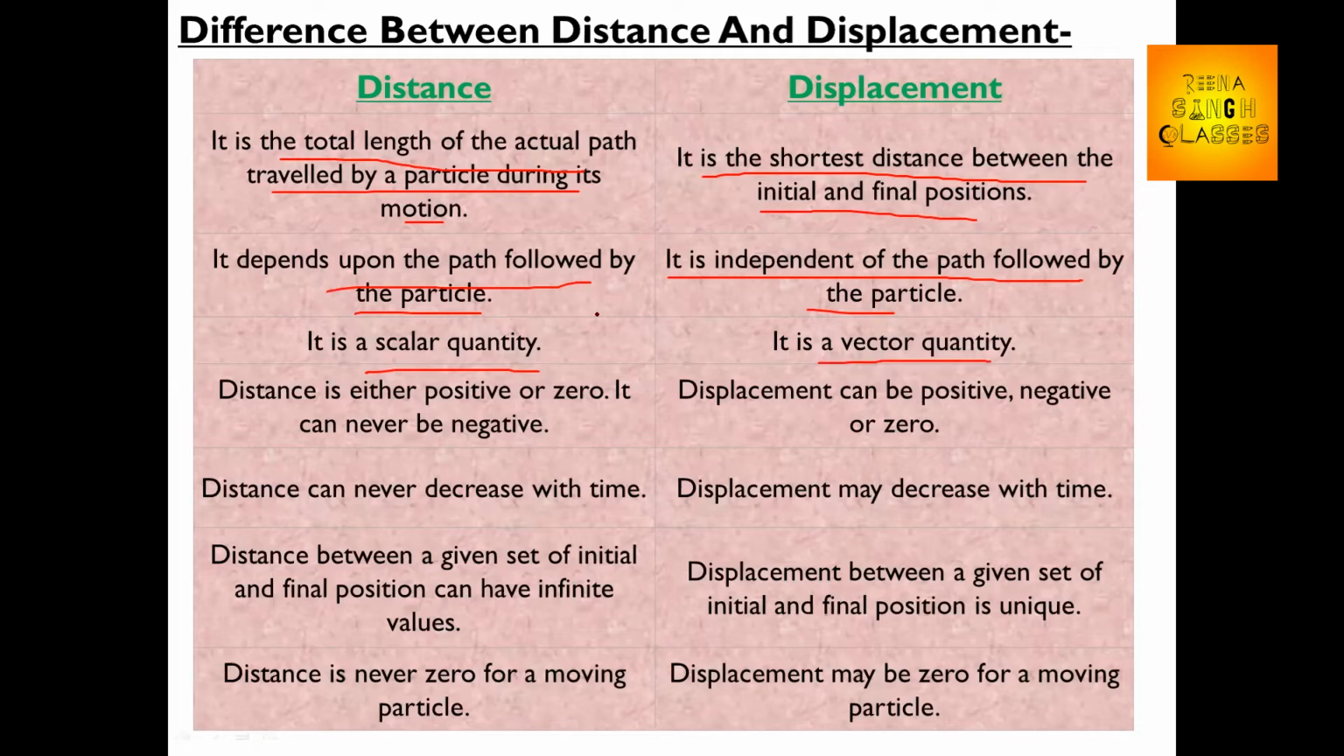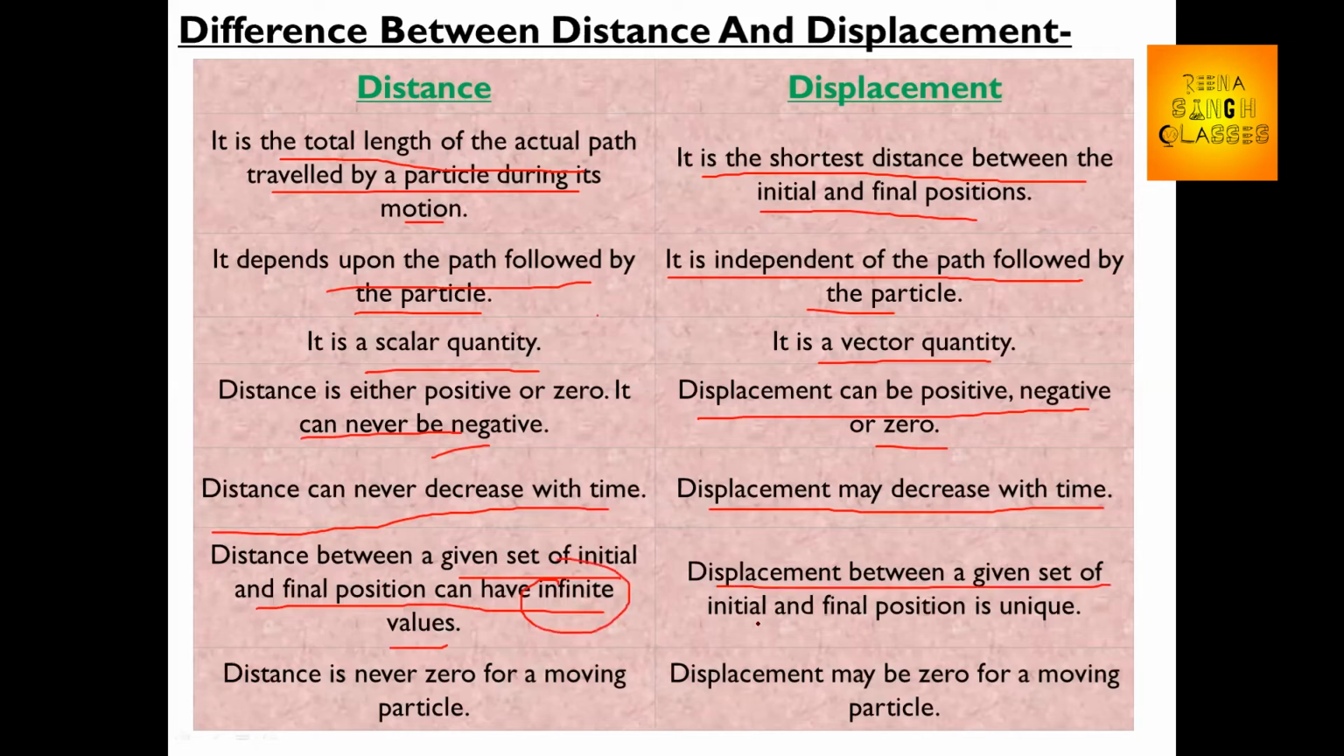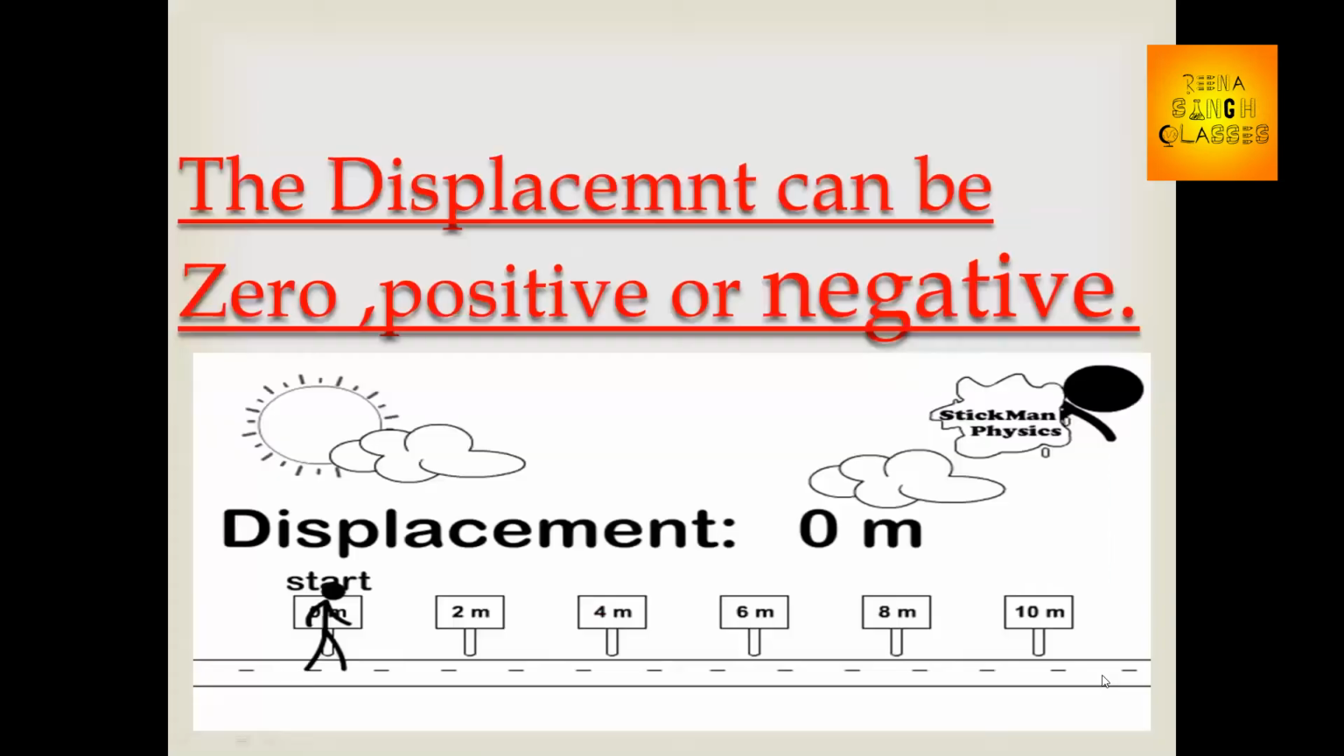Distance is either positive or zero. It can never be negative. Displacement can be positive, negative, or zero. Distance can never decrease with time. Displacement may decrease with time. Distance between a given set of initial and final positions can have infinite values. Displacement between a given set of initial and final positions is unique. Distance is never zero for a moving particle. Displacement may be zero for a moving particle. The displacement can be zero, positive or negative.